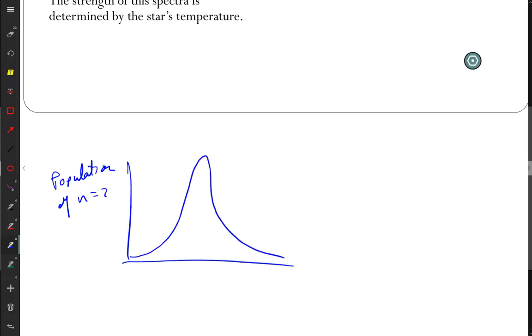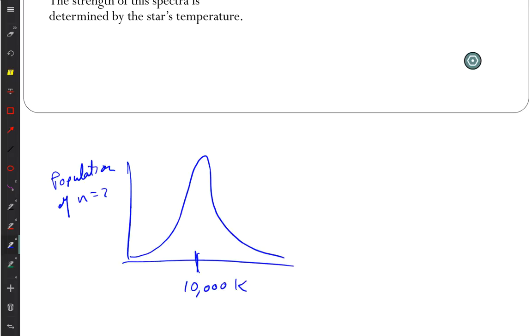And what you found was something that looked like this on a logarithmic vertical scale, with a peak that was right here at around 10,000 kelvins. So you have the most electrons in the n equals 2 state if you're at 10,000 kelvins. If it's cooler, you have less. If it's hotter, you have less.